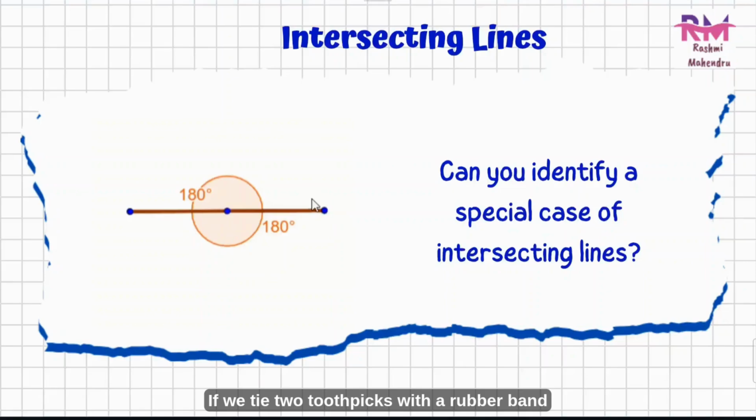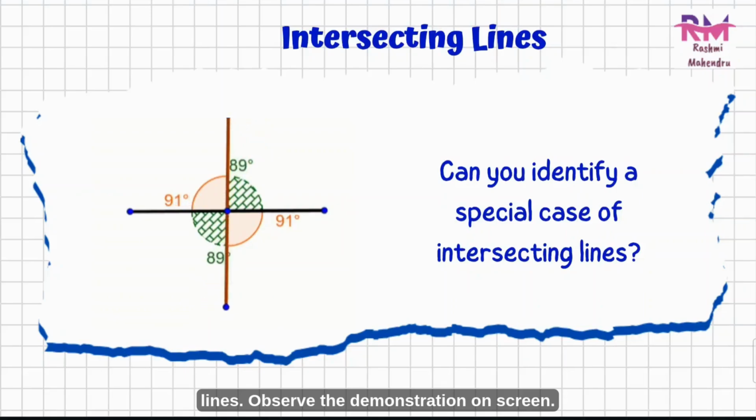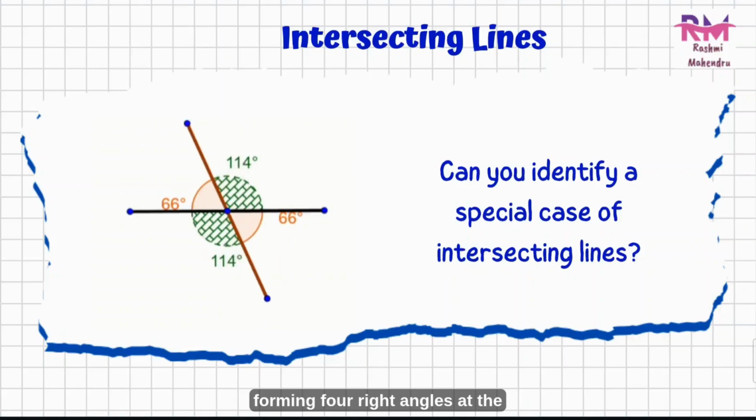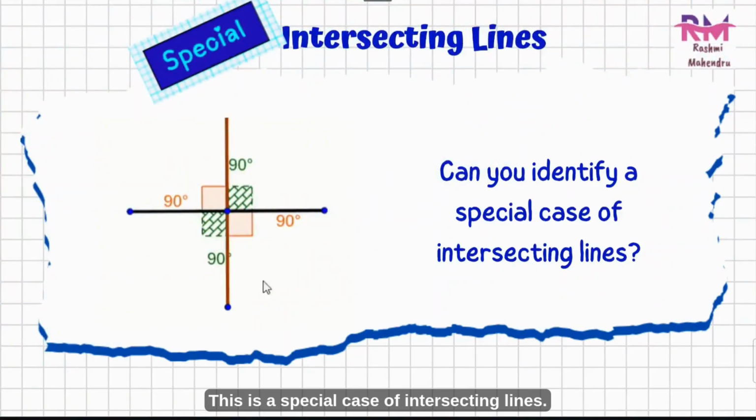If we tie two toothpicks with a rubber band and place them on a protractor or a page with degree markings, we can explore a special case of intersecting lines. Observe the demonstration on screen. You can see the lines are crossing each other at a 90-degree angle, forming four right angles at the point of intersection. This is a special case of intersecting lines.